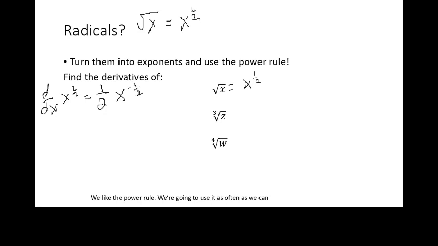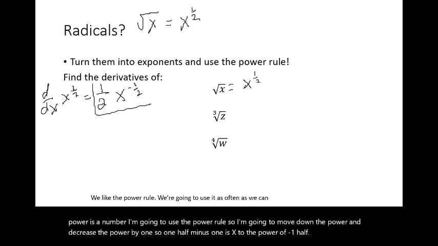And to be honest, this is good enough. You do not have to rationalize this. I'm fine with this. If you want to, this is also very commonly written as 1 over 2 square root of x. You can write it that way if you want as well.